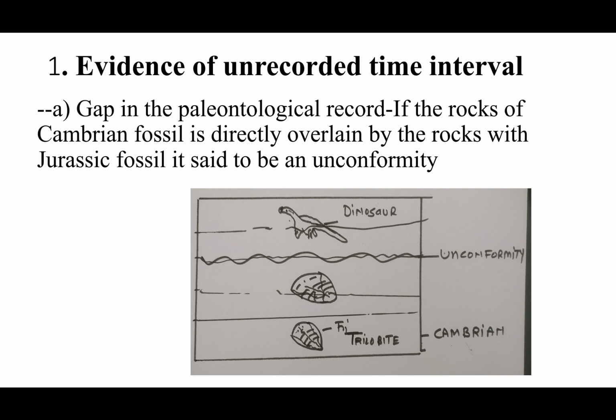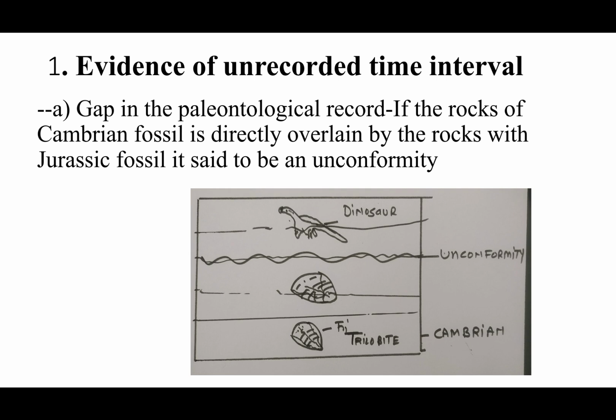What we do in the unrecorded time interval method to find an unconformity is this: if we have two rock strata, one of Cambrian age and the other Jurassic, and one contains Cambrian fossils like trilobites, and the other contains Jurassic fossils like dinosaurs. If you find Cambrian fossils directly overlain by rocks with Jurassic fossils, then it indicates an unconformity.